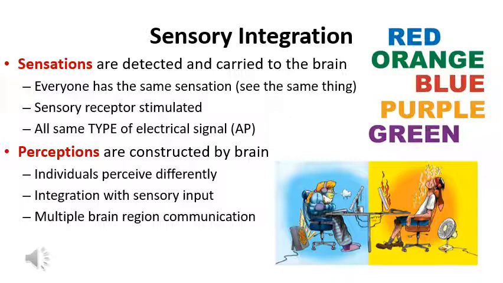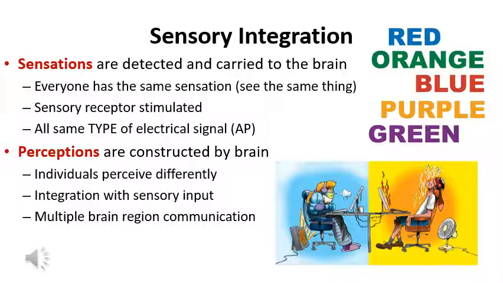So it says here, sensations are detected and carried to the brain. They're detected by sensory receptors, and they all send the same type of electrical signal, action potentials. But at some point, that reaches our brain, and that's where we execute what we call perception. Is it rough? Is it smooth? Is the pressure too high? Is the pressure too low? Is it bright? Is it dark? Is it loud? Is it soft? All these different variations that we understand constitute details of our perception of sense are constructed by our brain.